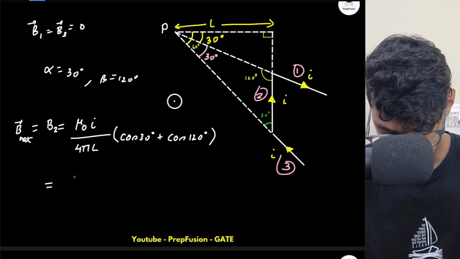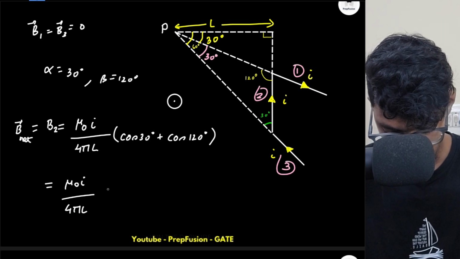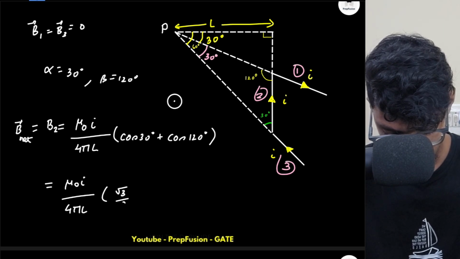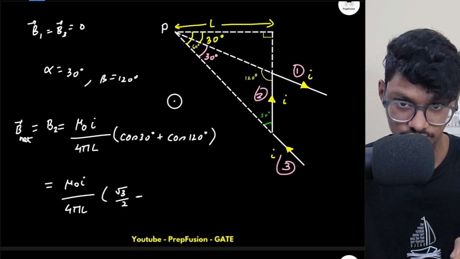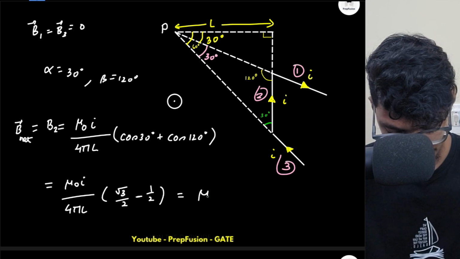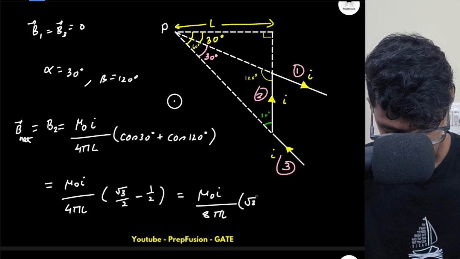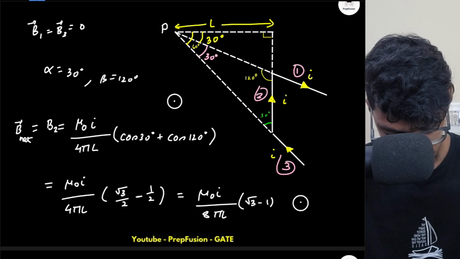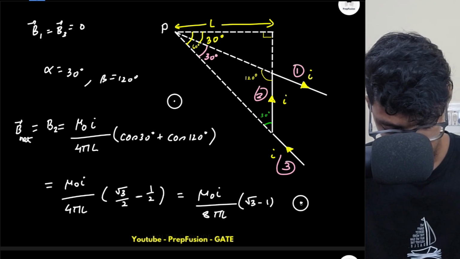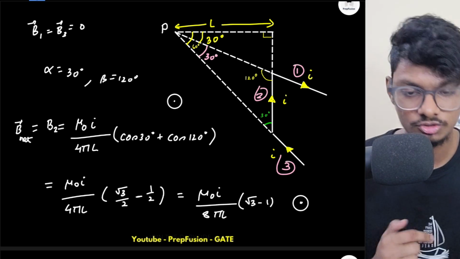So this will be equal to mu naught I by 4 pi L, cos 30 is root 3 by 2, and this will be minus 1 by 2. Okay, this comes out to be mu naught I by 8 pi L into root 3 minus 1, and it will come out of the screen, right? It will come towards me. So this will be the direction and this will be the magnitude basically.